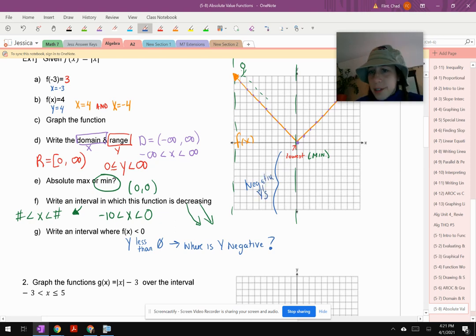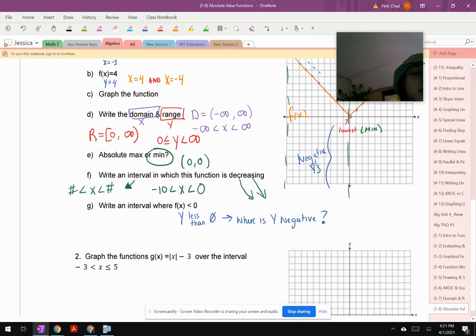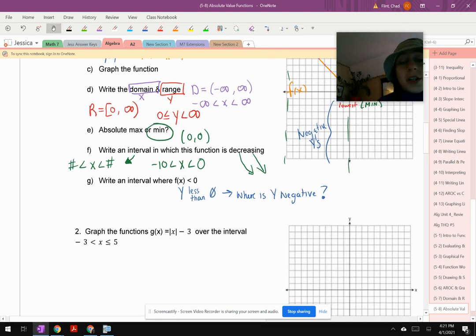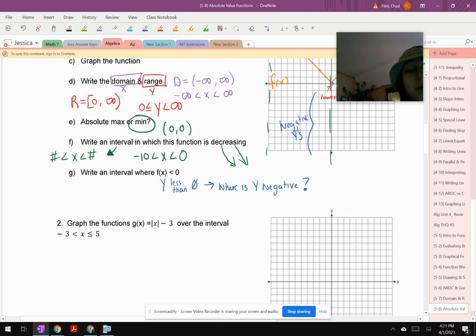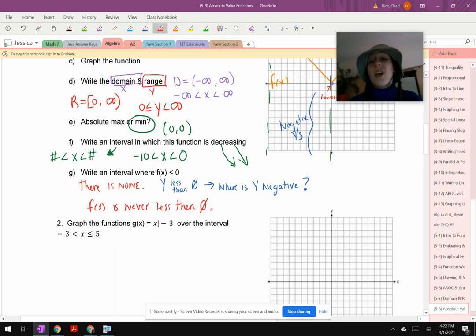And the graph doesn't exist there. So this is actually a trick question. Boom, in your face, trick question. Gotcha. There are none. Write an interval where f of x is less than 0. There are none. f of x is never less than 0. Boom. Just make sure you're explaining your conclusion in any situation.